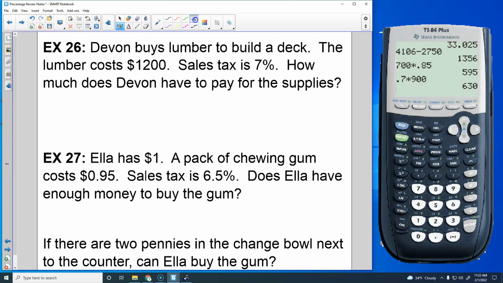So the way I want us to think about the shortcut for sales tax. Okay? With sales tax, you have to pay 100% of the price. Right? You got to pay every bit of this $1,200 that this lumber costs. Plus, you have to give Roy Cooper 7%.